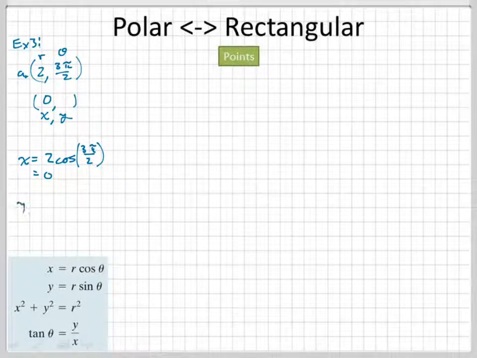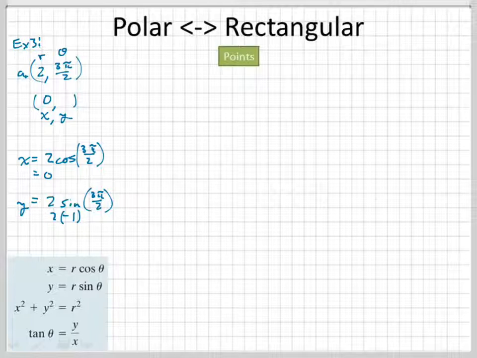And what's my y? My y is going to be 2 times sine of theta, and that's 3 pi over 2. Sine of 3 pi over 2 is negative 1. So they have negative 1 times 2. That'll give you negative 2. And so my y equals negative 2. You guys good? No problem? Okay.